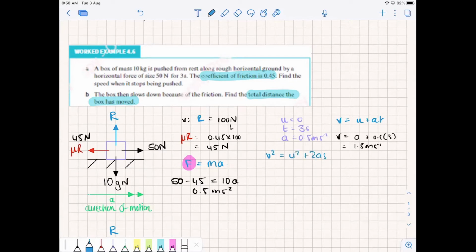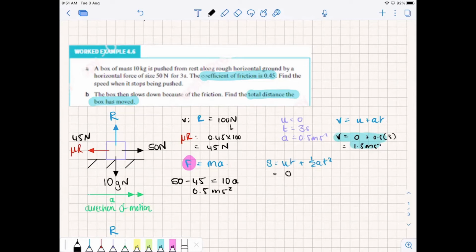Sorry, I'm using the wrong formula. It's ut plus a half at squared. My apologies. I don't want to rely on my velocity because it might be wrong. So I'd rather rely on the information that I've worked out previously. So from here, we can just plug in what we have.